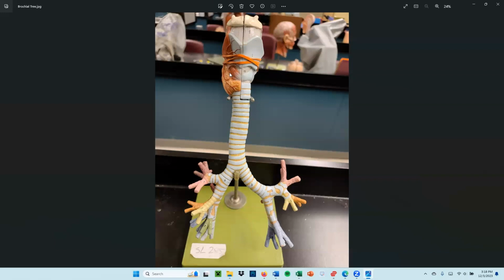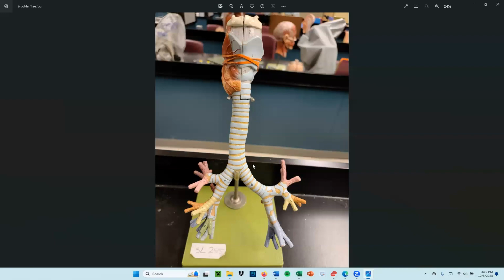Just underneath that, we have the cricoid cartilage, which I like to think of as C-shaped. So cricoid starts with a C, it's C-shaped, so it's curving around to the back, and it gets thicker as it curves to the back. And then everything else here is going to be those tracheal cartilages.